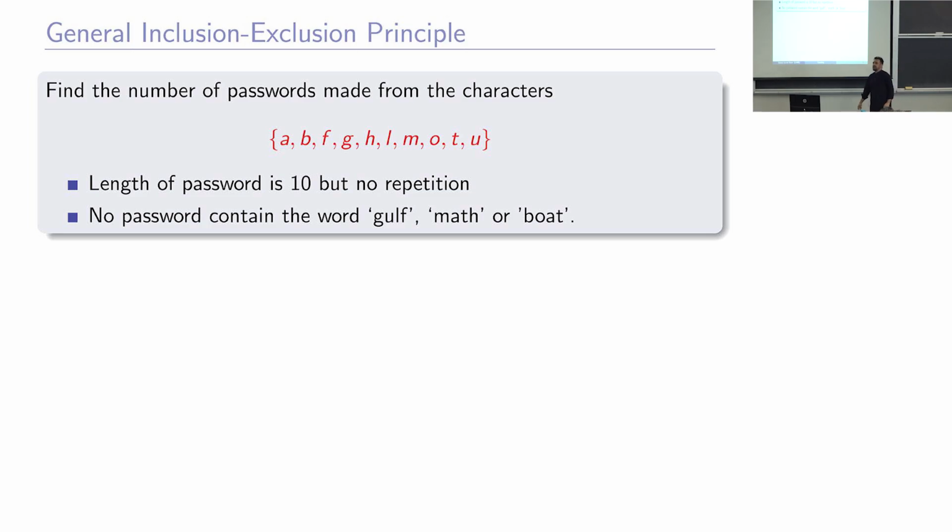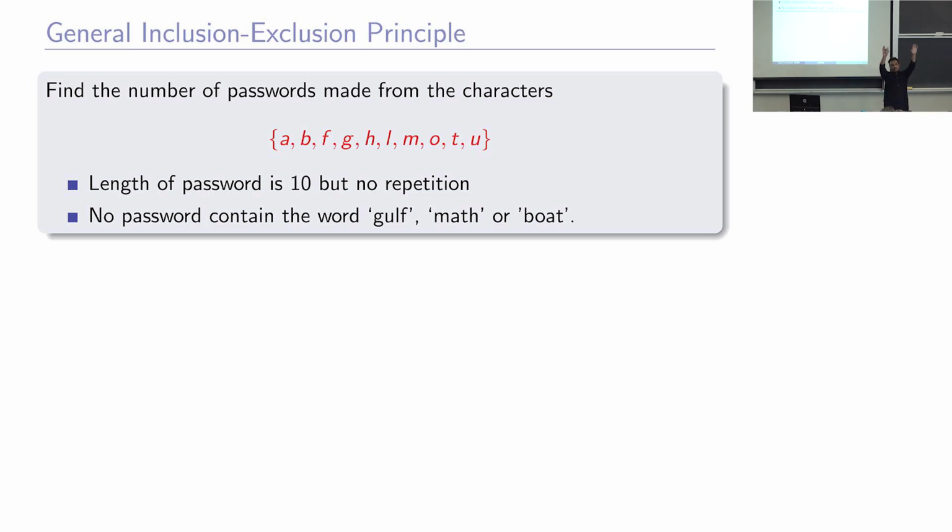Always, our security people do this checking, and the hash functions are defined. You generally cannot have a password where you have your username embedded into it, or your name, or something like this. There are ways to check them, and this has security value if you don't allow this stuff. So passwords of length 10, no repetition, these 10 characters, and the words boat, gulf and math cannot be there in the password. How would you do that?